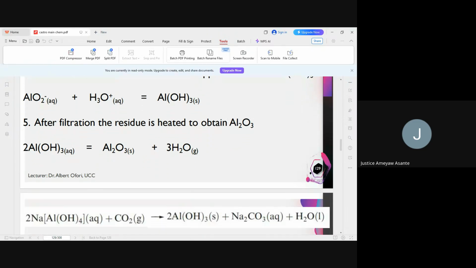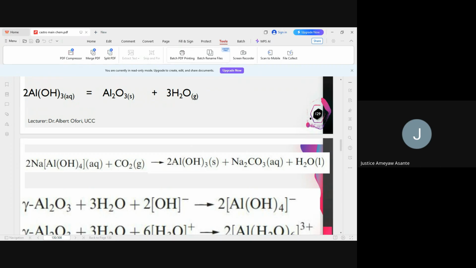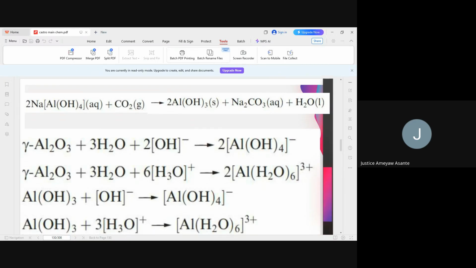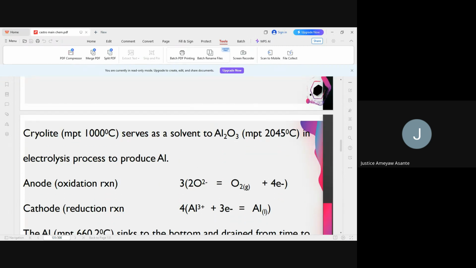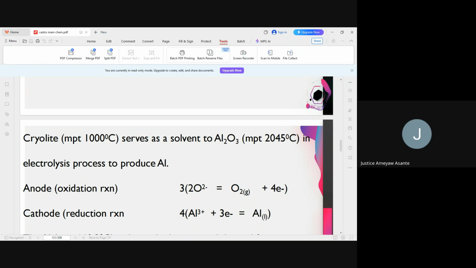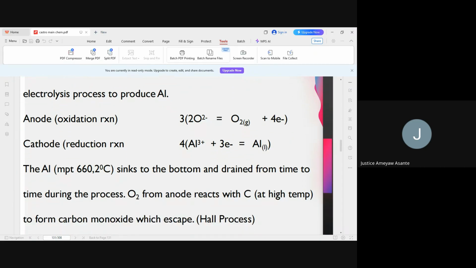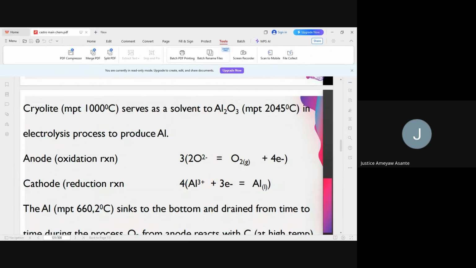So after you've now heated your residue, which is aluminum hydroxide, you obtain the aluminum oxide, and you are not done. What you have now obtained, you are now going to perform another reaction with it. We are going to melt it and use electricity to separate your aluminum from the oxygen.